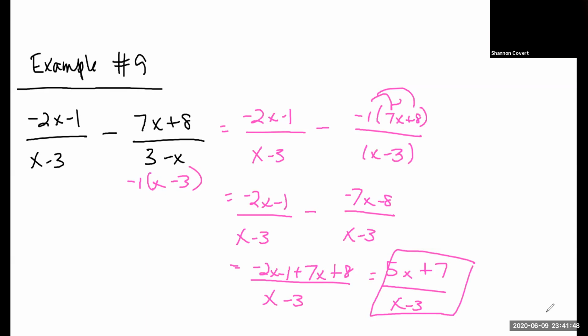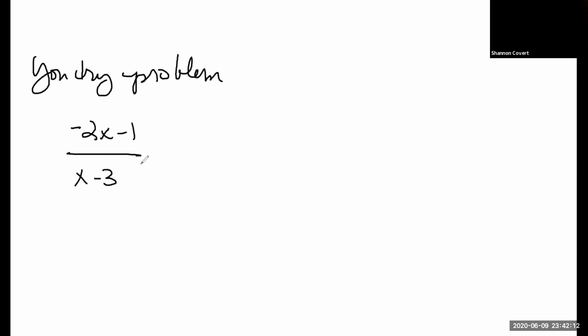All right, I haven't done a you try for a while, so I'm going to give you one to try. See how you do. Your problem, and I'll give you some time to do it, is -2x minus 1 over x minus 3 minus 7x plus 8 over x minus 3. So very similar to the last one. And I'm going to give you 3 minutes.